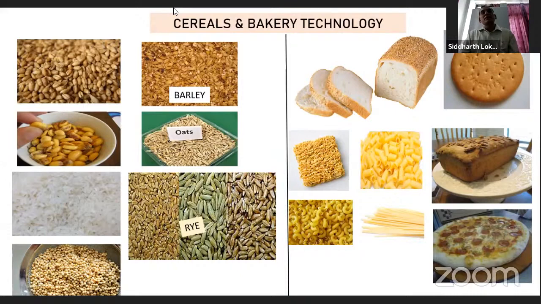So that's why, again, you can see there is another opportunity. While you are learning this subject, cereal and bakery technology, at the same time you can look parallelly toward the commercial or professional scope of this subject. That is the intention. Next.